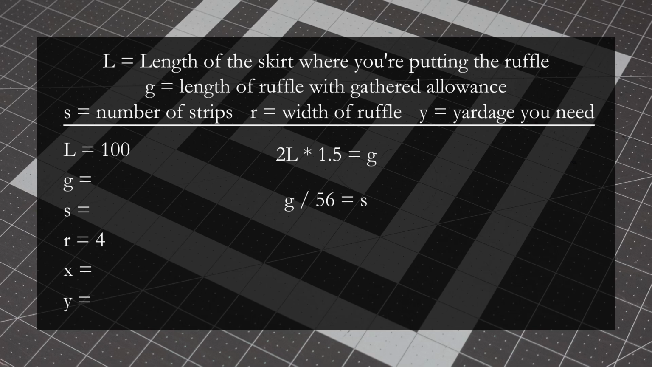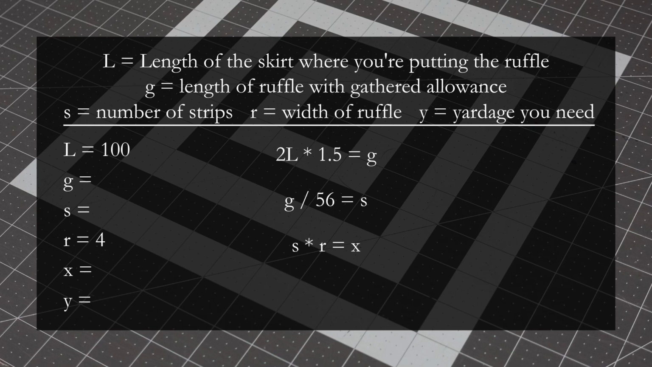Next, we're going to take G and divide by the width of the fabric, but we're going to not include whatever seam allowance there's going to be. So even if the fabric is 60 inches wide, I'm going to say it's 56 inches, so I have 2 inches of extra on the ends. Anyway, it'll be G divided by, in this case, 56 equals S.